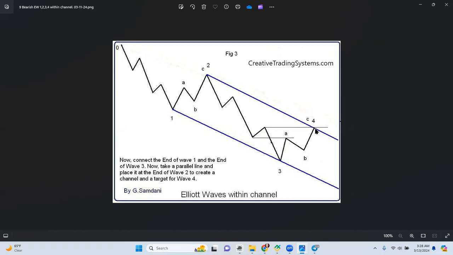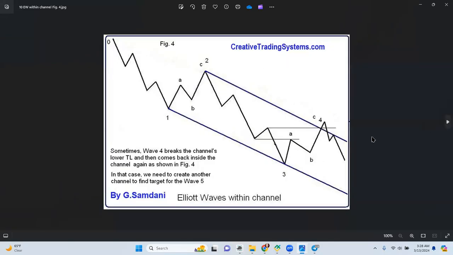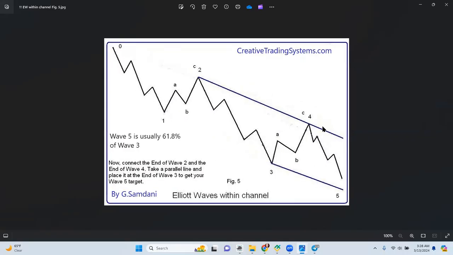Now wave 4 will go outside a little bit and then come back in and then go for wave 5. And that's where we make another channel between 2 and 4, connecting point 2 and point 4, and place the parallel line at the end of wave 3 to find the target for wave 5. At this point, everybody knows that this is wave 5, and the momentum is dying out.